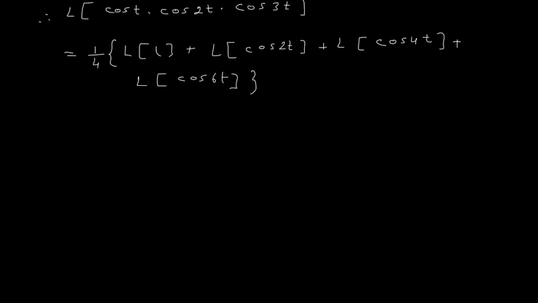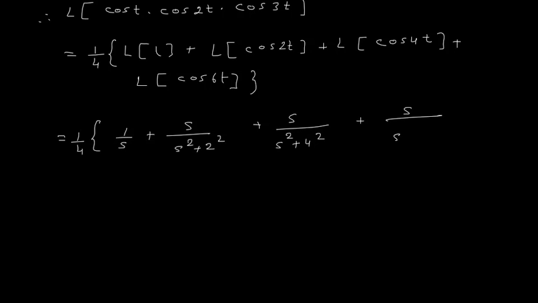So this is equal to 1 upon 4 Laplace of 1 plus Laplace of cos 2t. So what is the value of Laplace of 1? Laplace of 1 is 1 upon s, plus Laplace of cos 2t is s upon s square plus 2 square, plus s upon s square plus 4 square, plus s upon s square plus 6 square. So this is our final answer. This is the Laplace of cos t, cos 2t and cos 3t, right?